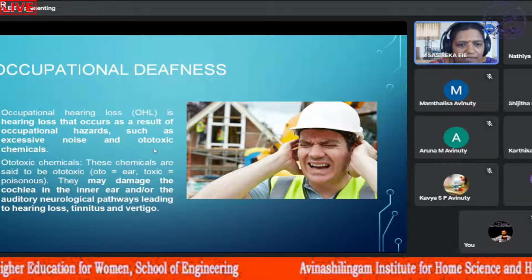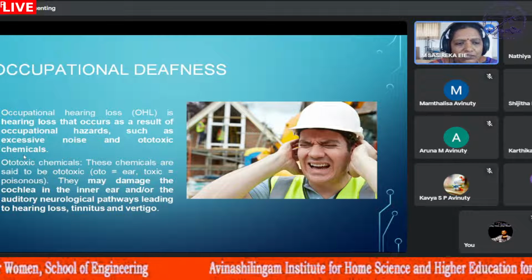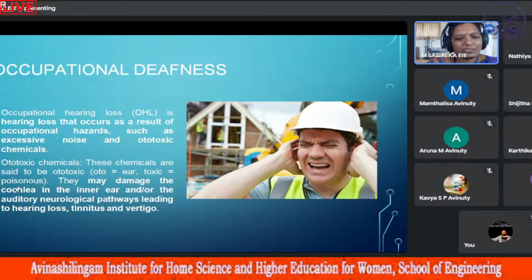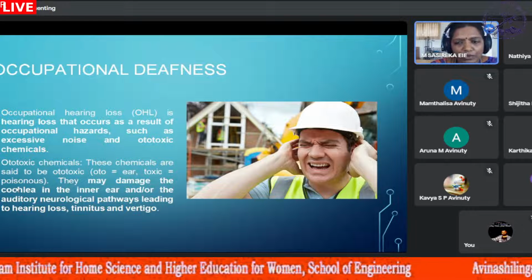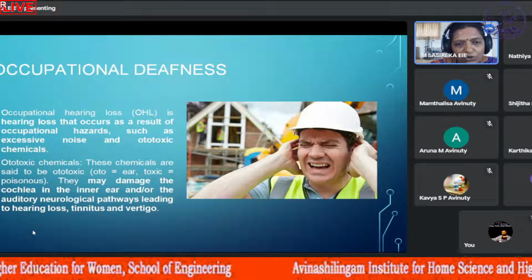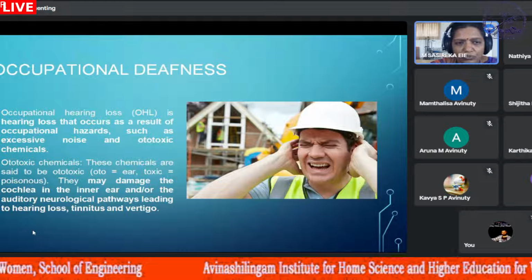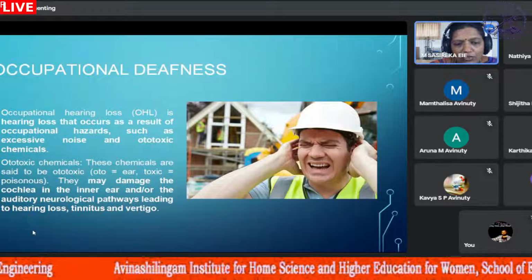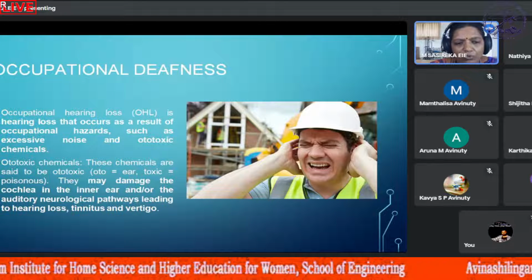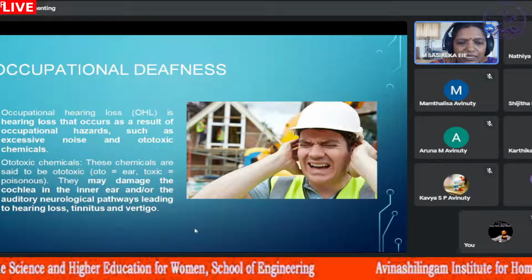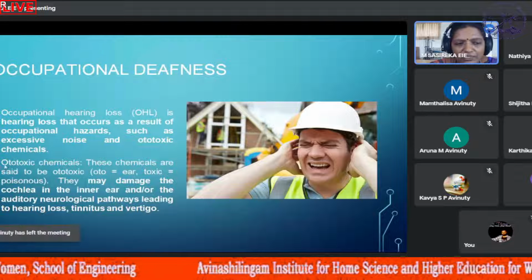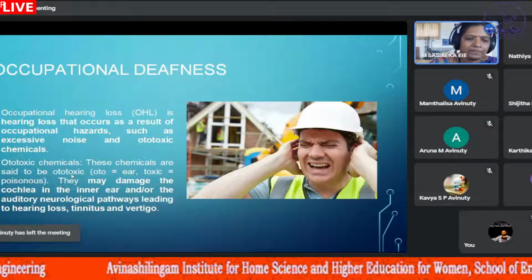So excessive noise and ototoxic chemicals. Ototoxic means, oto means ear, toxic means poisonous. So that is some chemicals we put into our ears if we have some pain. So with eye drops and ear drops, you have to be very choosy, and they should be prescribed by the doctor. You cannot go to the pharmacist and get that, because it may affect our eardrum. Okay, and it may lead to deafness. So ear poisonous chemicals, we call them ototoxic chemicals.